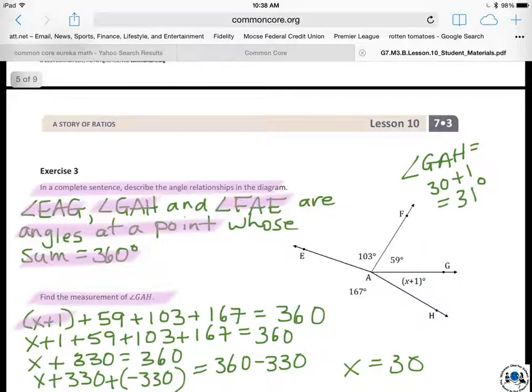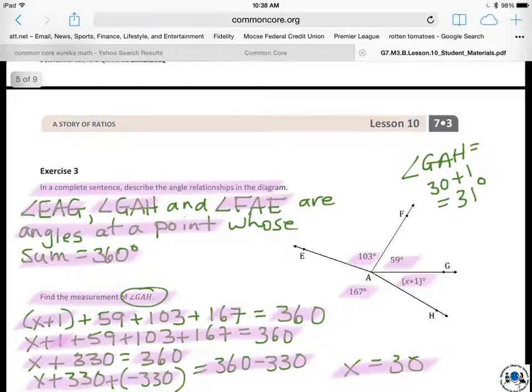So x plus 1 is one of those, 59 is another, 103, another, 167, another. All of those are going to equal 360. I just took this out of parentheses here in this step. Then I combined all the numbers, combining like terms, adding all those up, equals 360. I took away my 330 from both sides to isolate that x, to the point where I got x equals 30.